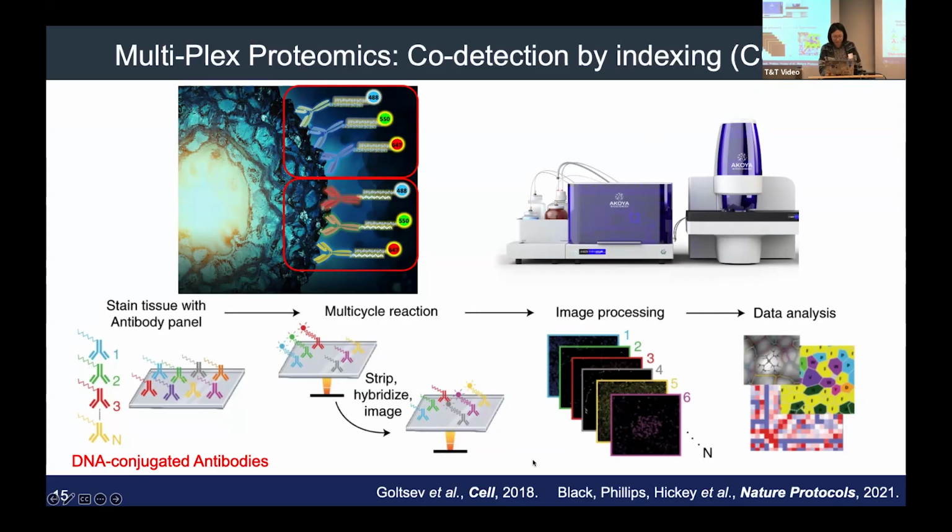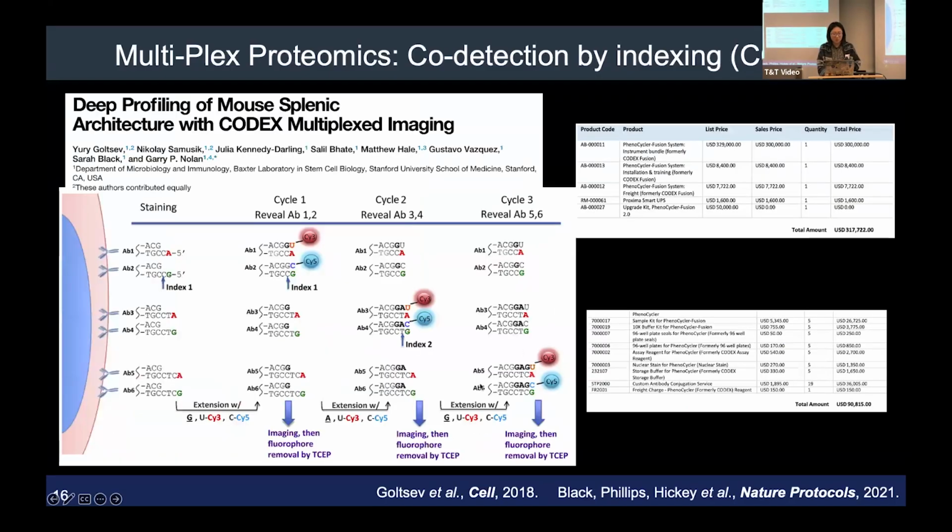And this technology was first developed in 2018 at Stanford University, but later got commercialized as the Akoya PhenoCycler. And you can bring your custom antibodies and then design your own barcodes.